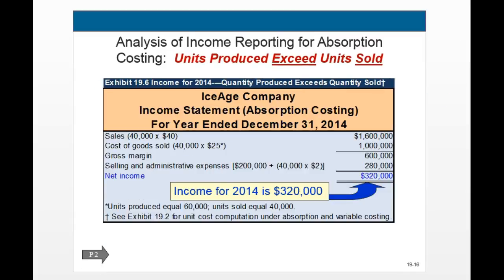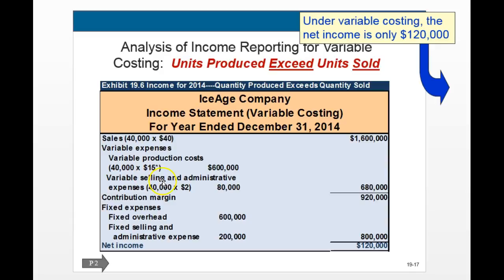Okay, same company. This is their income statement. This is what's going to show for their financial statement. You're going to show a net income of $320,000. But when you come to make managerial decisions, that income statement is going to look different. It's going to only have $120,000 worth of net income.